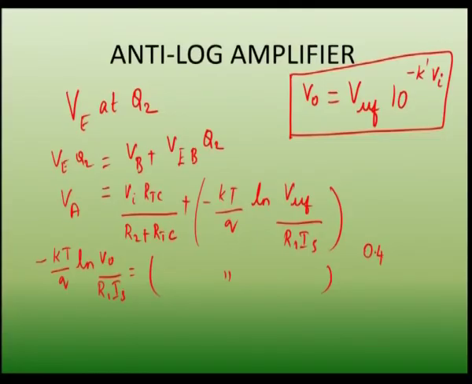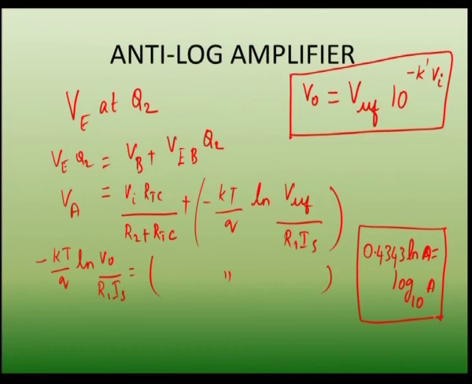So, when you multiply 0.4343 into the natural logarithm of, say for example, A, then it will give log to the base 10 of A. So, this is the conversion factor. When you multiply the natural logarithmic value of any value with 0.4343, you will get log to the base 10 of that particular value.